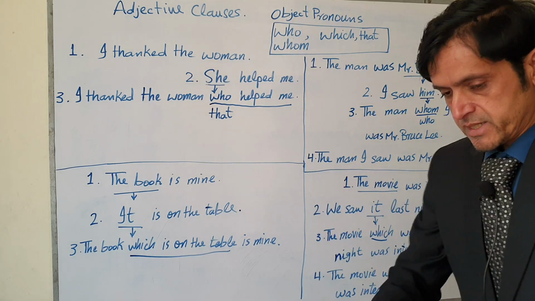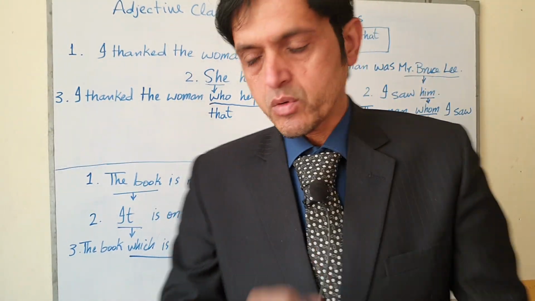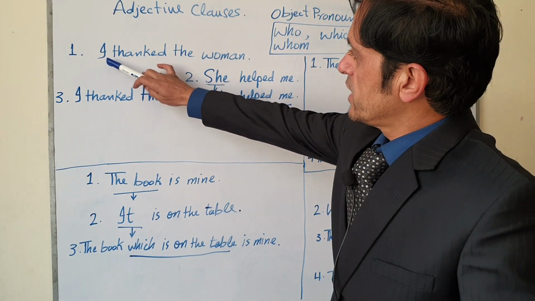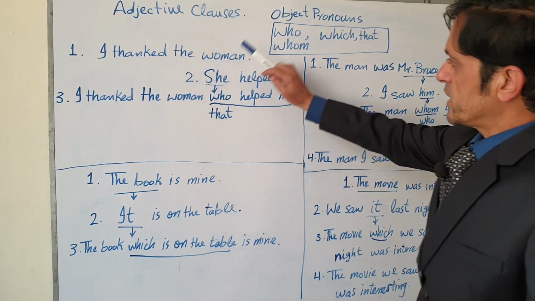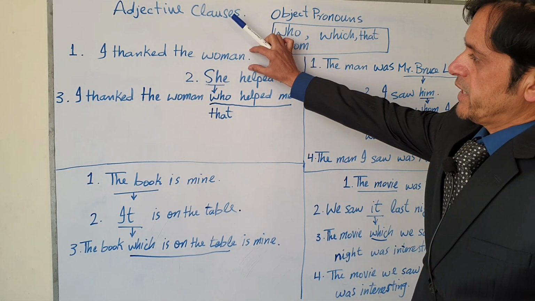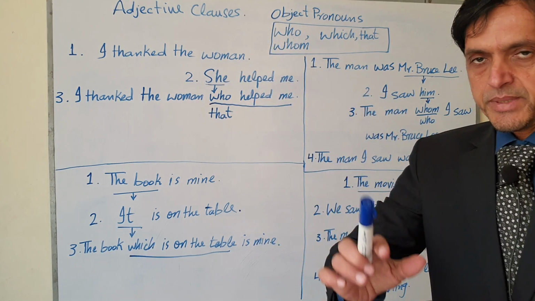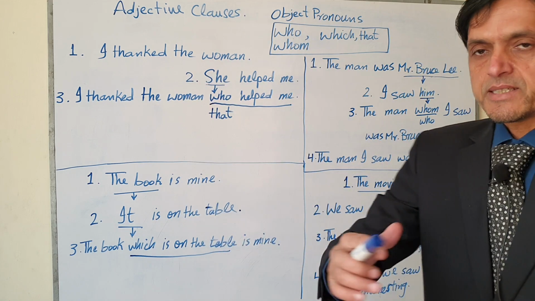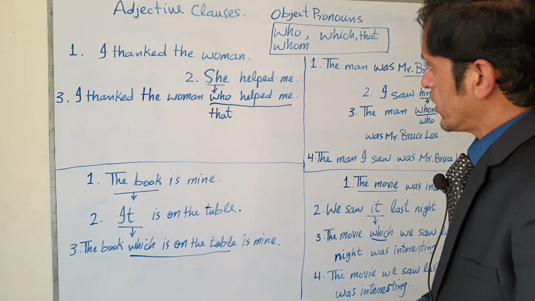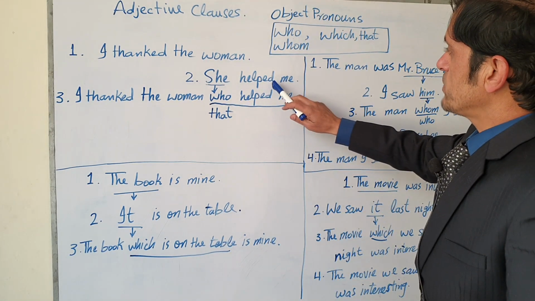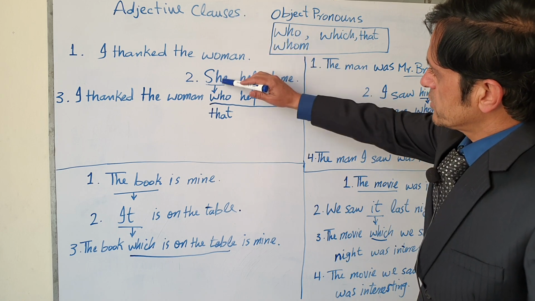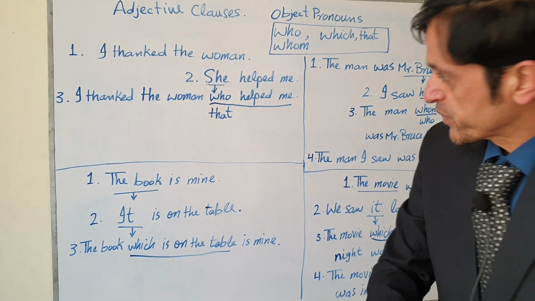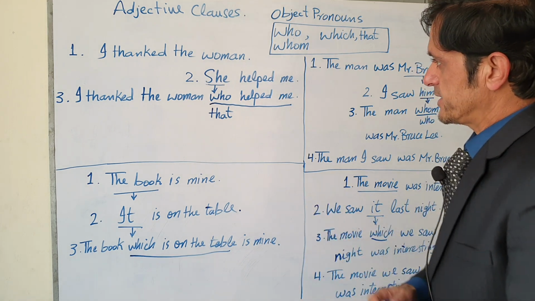So in this class, I'll teach you adjective clauses. Look at this one: I thanked the woman. Now you see this is an independent clause and a complete sentence. It has a subject and a verb and it does not need another clause. And here, she helped me. This woman, she helped me. Now this is also an independent clause and a complete sentence.